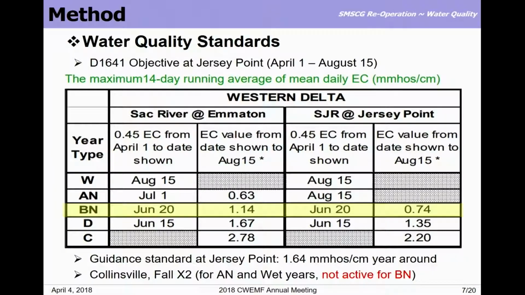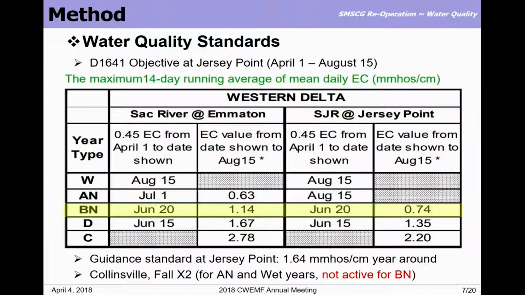And at the same time, for Jersey Point, if you're not aware, there is also a guidance standard, which is designed for the Contra Costa diversion. This one is all year round, a 1.64 minimum, all year round. And I'll show you later, this one will kick in September.